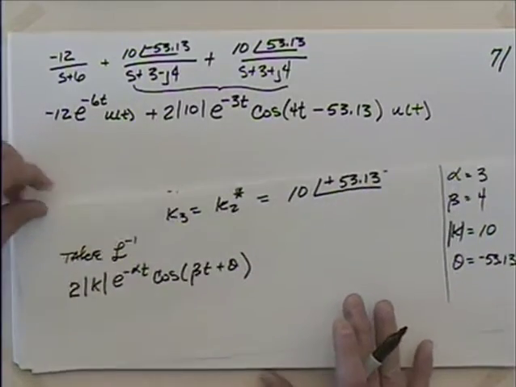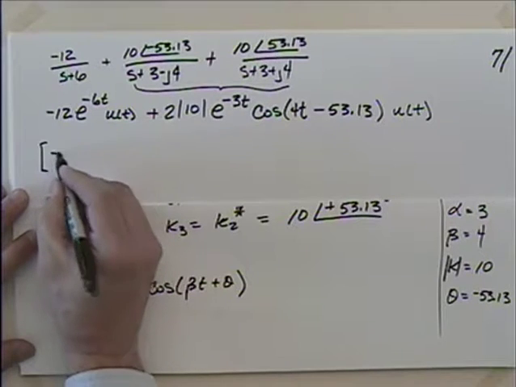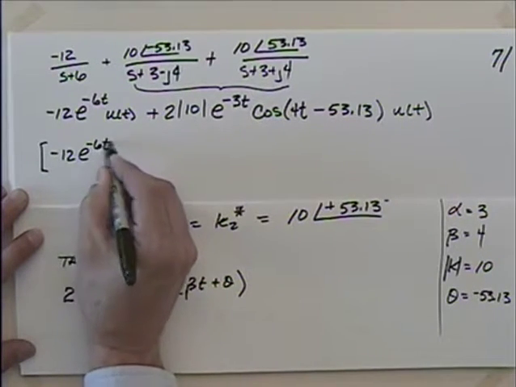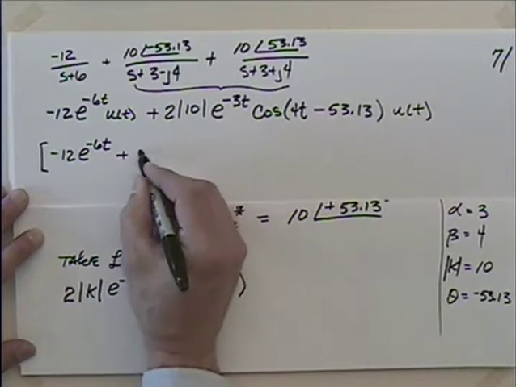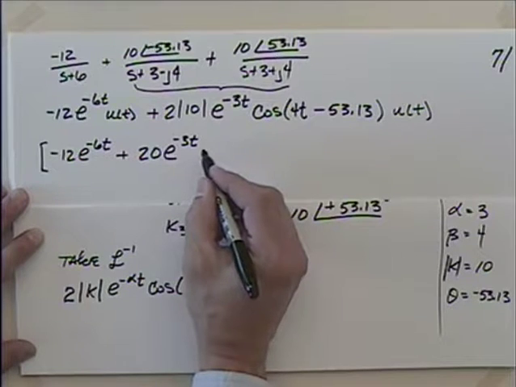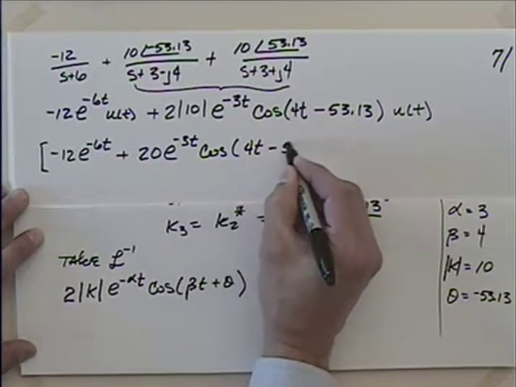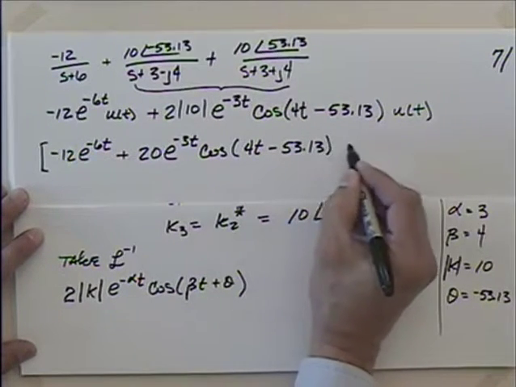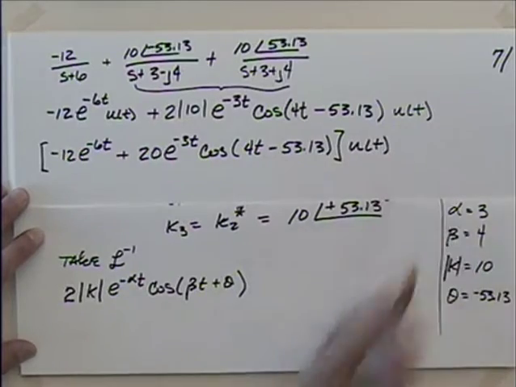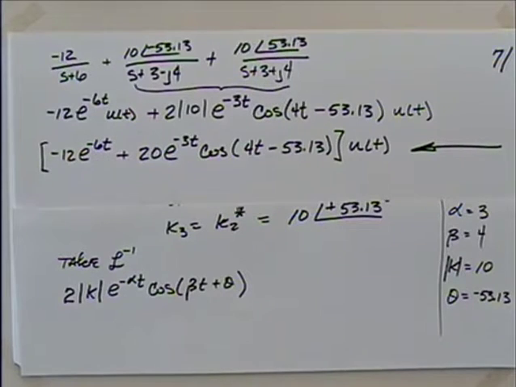So I should be able to tidy this up a little bit and say what? I've got minus 12e to the minus 6t plus 20e to the minus 3t cosine of 4t minus 53.13 u of t. So that would be our answer. So that's our partial fractions technique with complex roots.